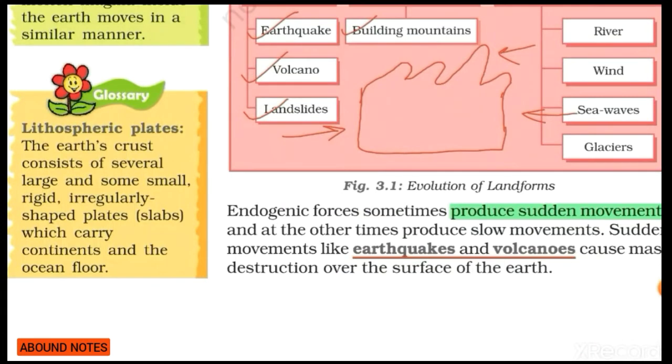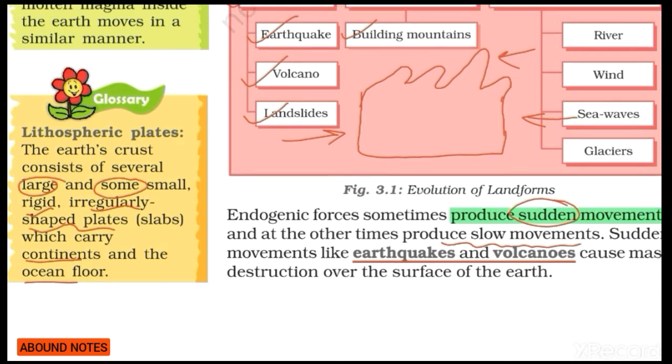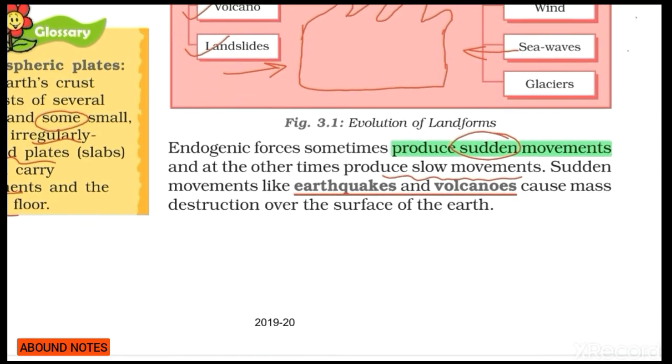Now look into the glossary, which shows the lithospheric plate. The earth's crust consists of several large and small plates which are irregular in shape and slab-like, carrying the continents and ocean floor. The endogenic force sometimes produces sudden movement. We saw it, and other times it has a slow movement of the crust. This also we saw. Sudden movements like earthquakes and volcanoes cause mass destruction on the earth's surface.